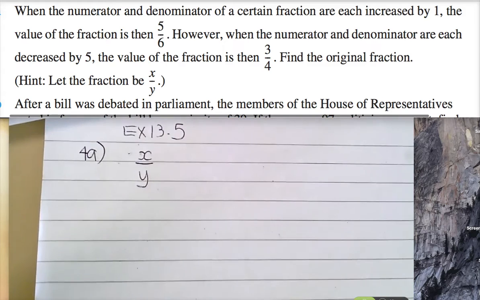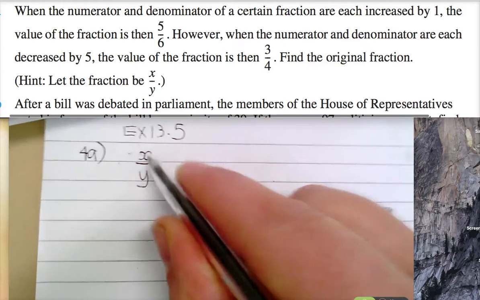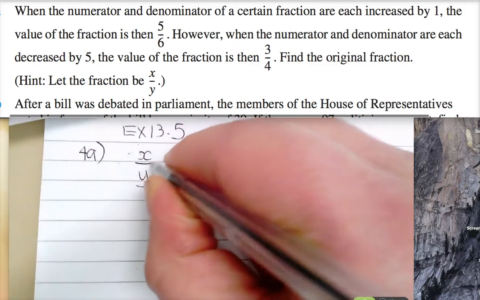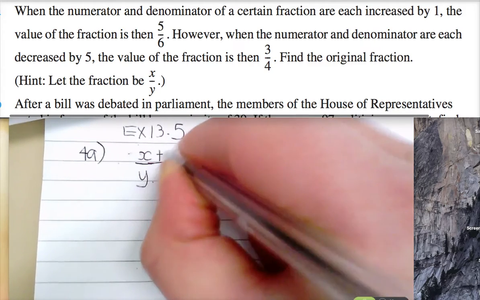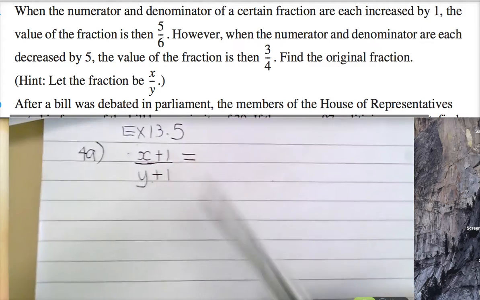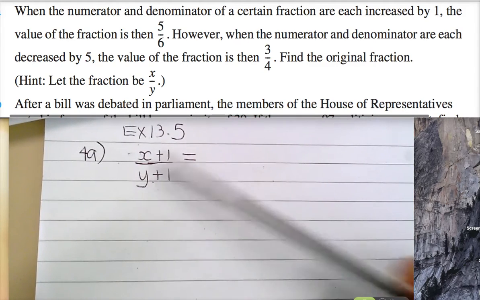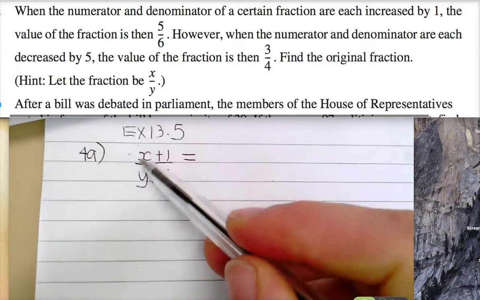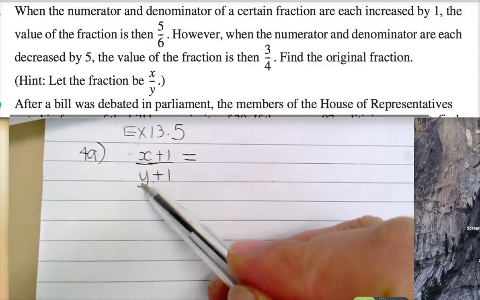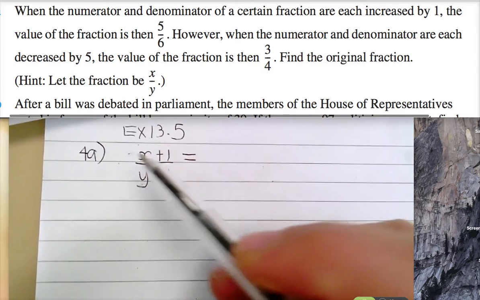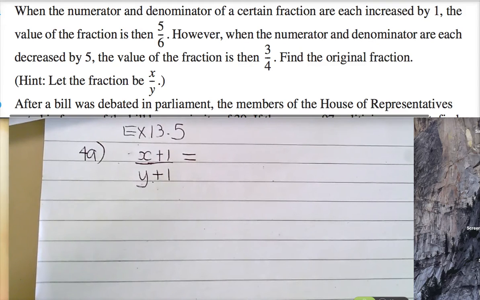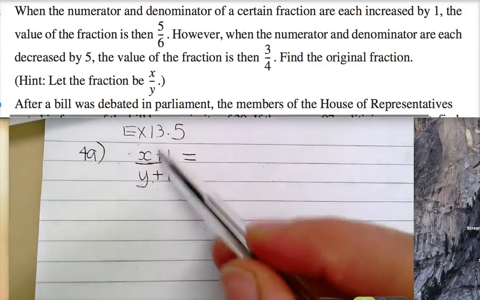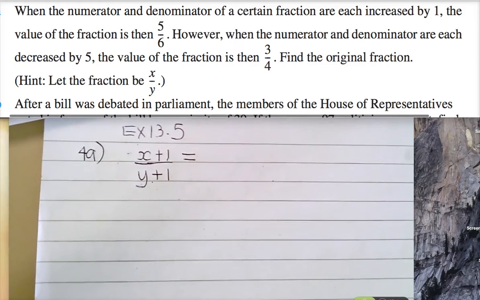So here's my original fraction. Let's read the question again. I've got x over y as my original fraction. Now, when the numerator and denominator of this fraction are increased by 1, what should I write? X plus 1 over y plus 1. Could you just do plus 1? No, the numerator, if it was 3, is now going to be 4. The denominator, if it was 5, is now going to be 6. If you increase the numerator by 1, whatever it was, it's going to be 1 more. So it's not just x on y plus 1 on its own.